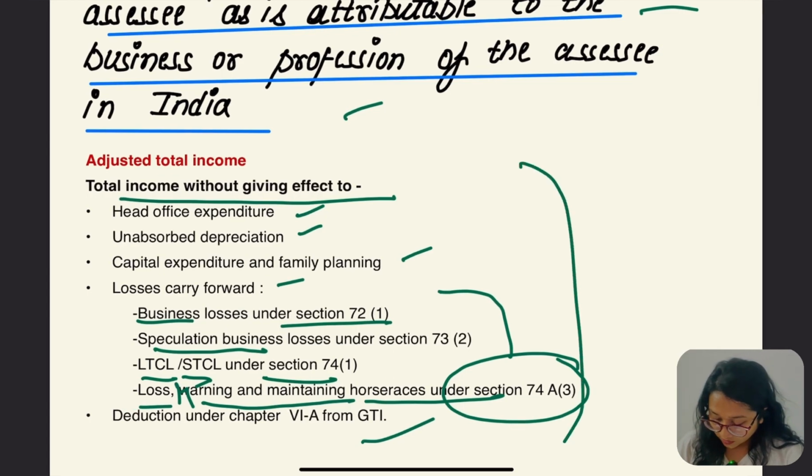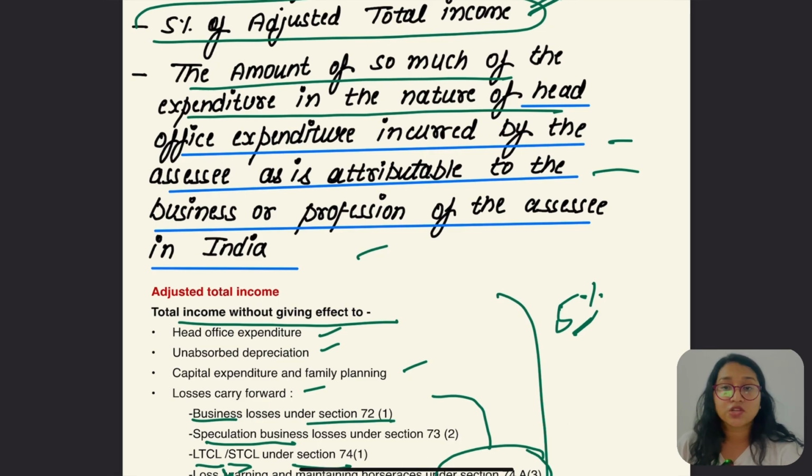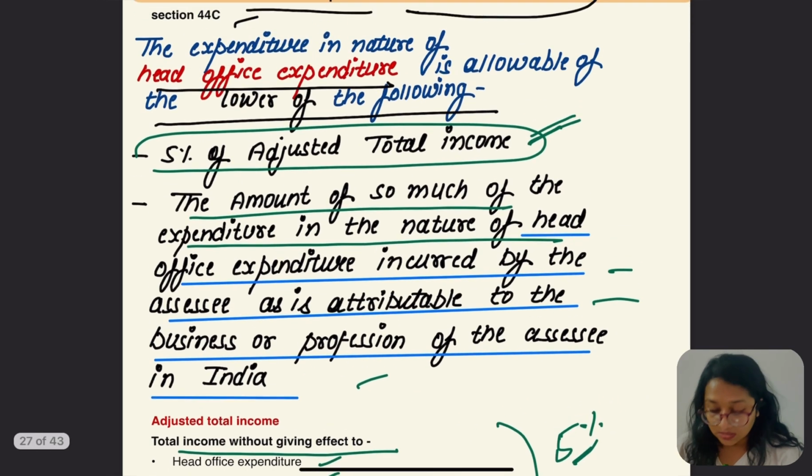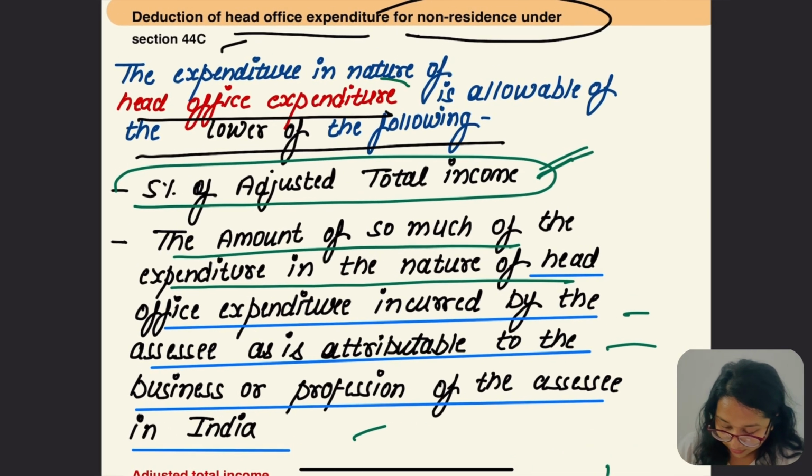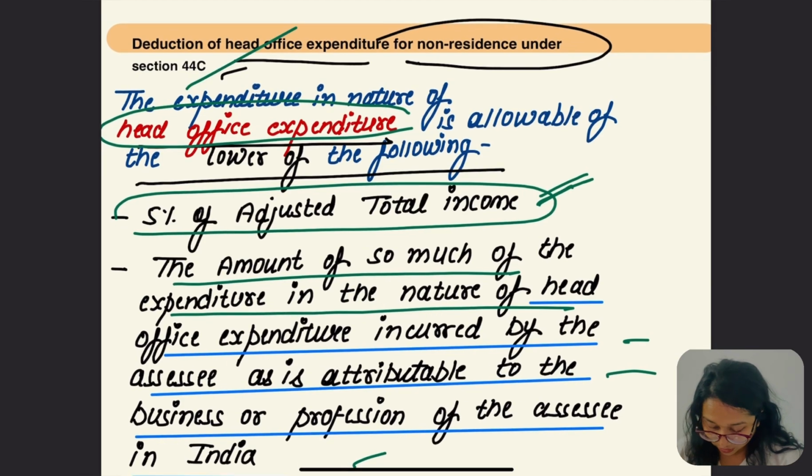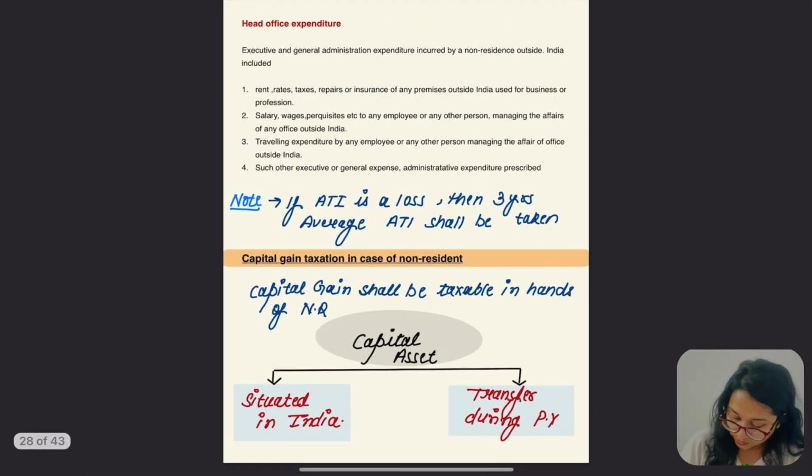So we are going to take 5% of adjusted total income or the actual amount actually incurred by the assessee. Whichever is lower, the expenditure in the nature of head office expenditure would be allowable as deduction under section 44C. Is it clear? Hope this was clear to you.